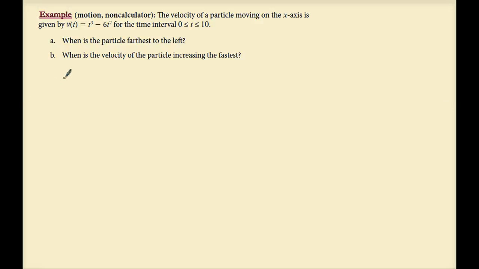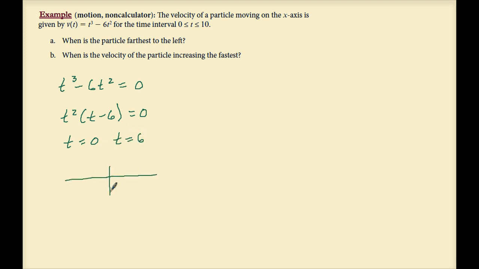We'll need to set the velocity function equal to 0 to determine if there was any time when the particle was at rest. Factoring out a t squared, we see that the velocity was 0 at 2 times, at t equals 0 and at t equals 6. So let's set up a chart and determine what was happening in these intervals, from 0 to 6 and from 6 to 10.